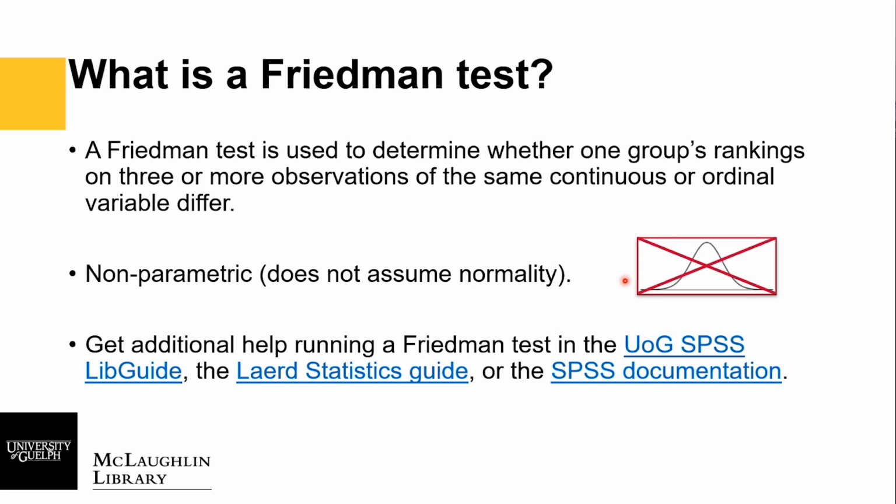This is a non-parametric test. It means you do not have to meet this standard bell-shaped curve. So if you failed normality for your repeated measures ANOVA, you might switch to the non-parametric repeated measures ANOVA, which is the Friedman's test. And if you're looking for additional help running the Friedman test, we have information in the University of Guelph SPSS LibGuide. There's information in the Laird Statistics Guide, or you could read the SPSS documentation.